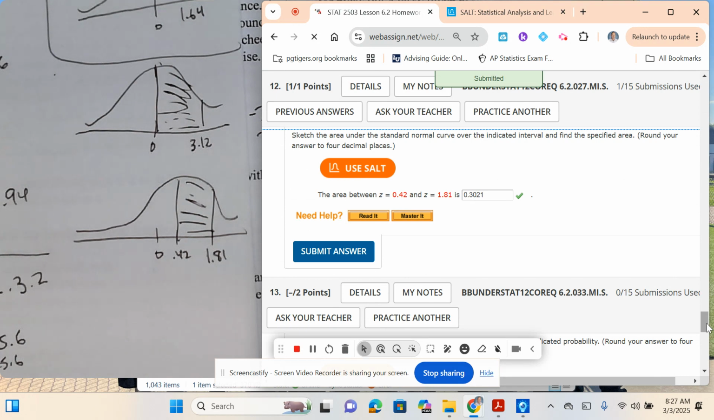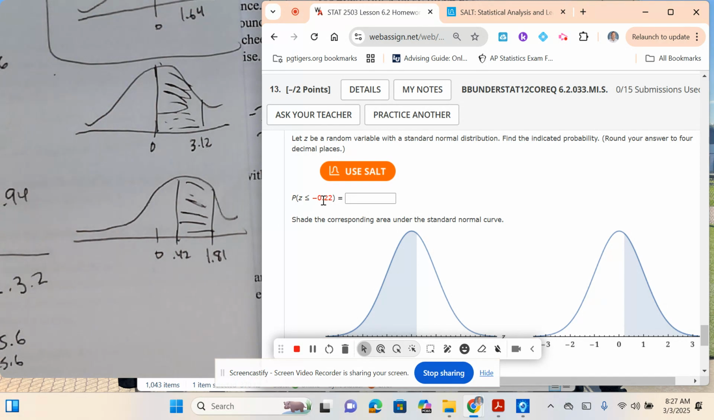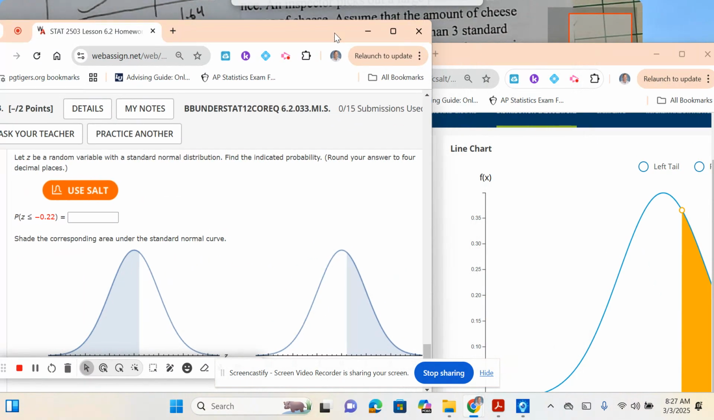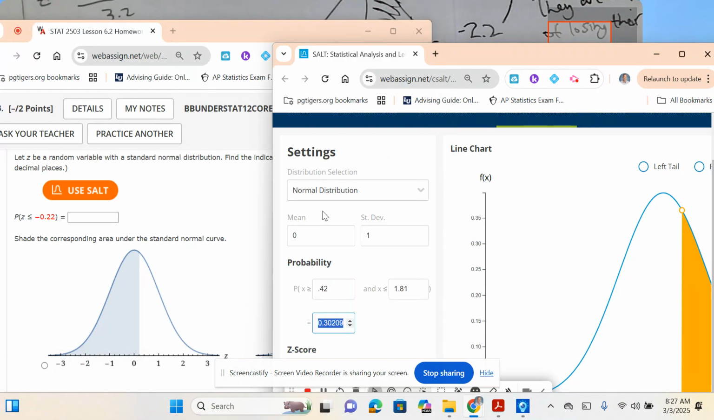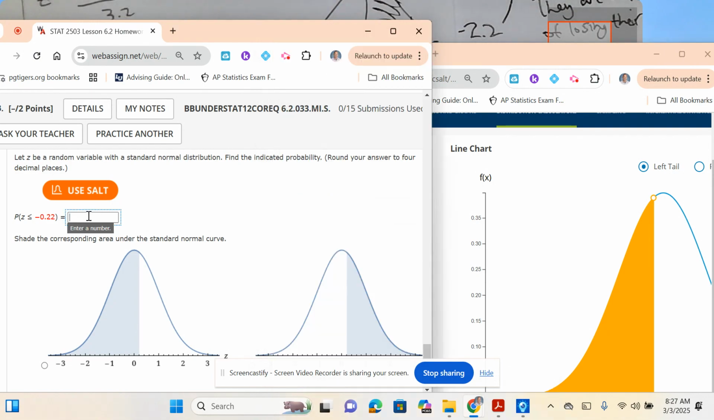Lastly, 13, the probability that z is less than negative 0.22. Less than negative 0.22. So you're going to find this value and you're going to shade the corresponding normal curve. I'm actually just going to go straight to SALT here. So less than negative 0.22, mean of 0, standard deviation 1, left tail because it's less, and negative 0.22 goes here. Okay. So this gives me the answer, but then I could use this normal curve, and you probably don't even need the normal curve to get the answer, but 0.429.